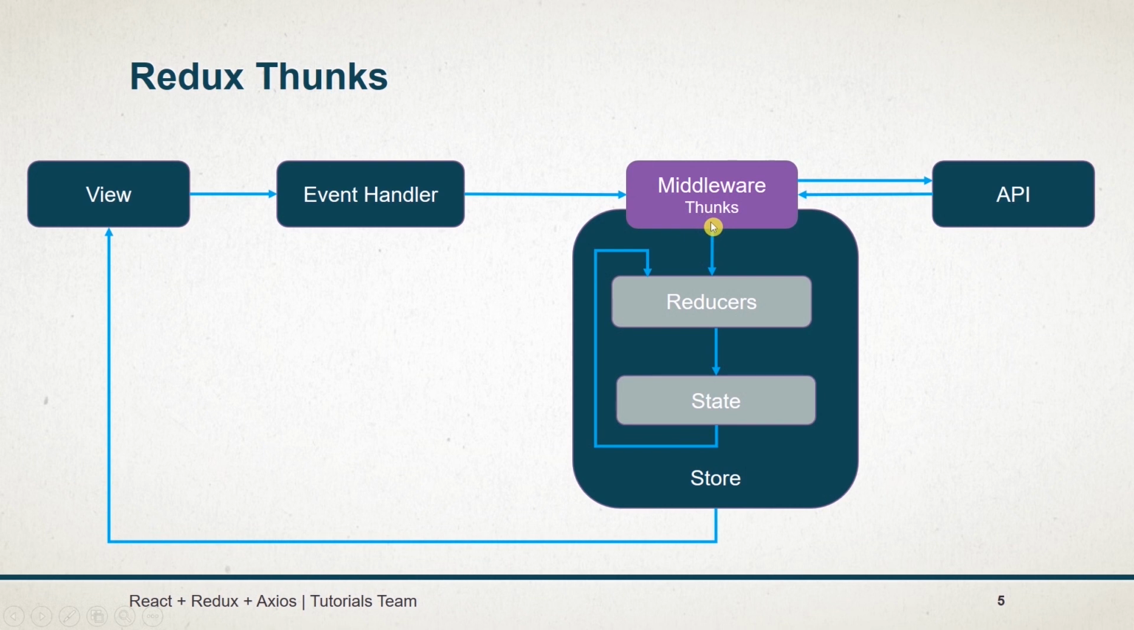But within the same method, we can request some data from the server-side API. So that will generate some response. And again, based on the response, we will dispatch another action that will execute the reducer to update the store with the data that we receive from the API. And as soon as the state is updated in the store, our component will re-render, so it will get the updated value.